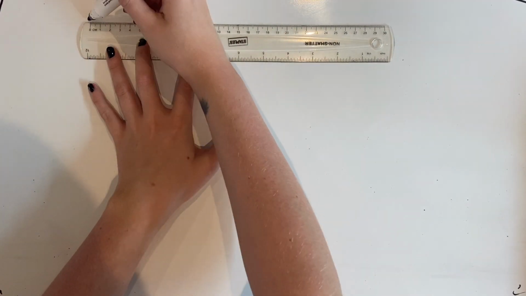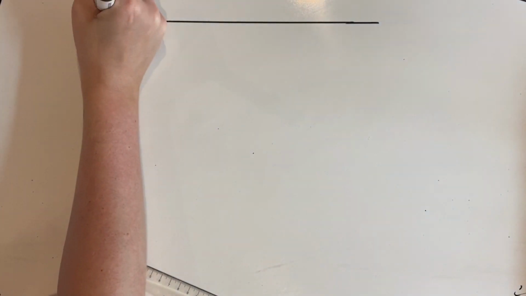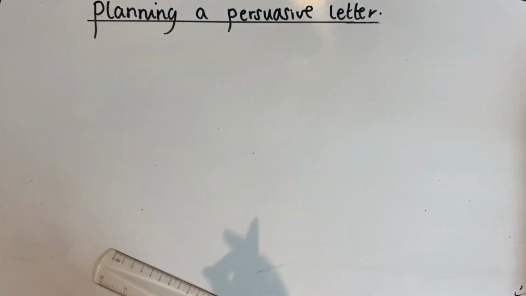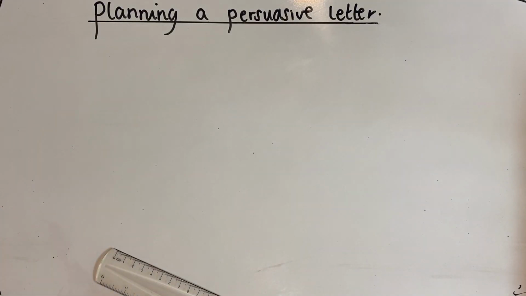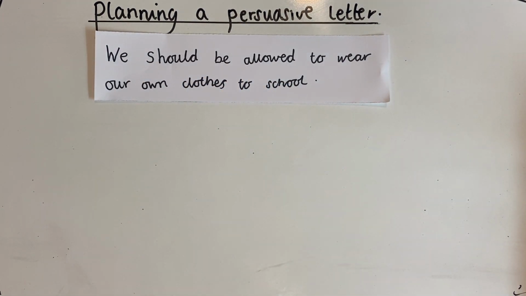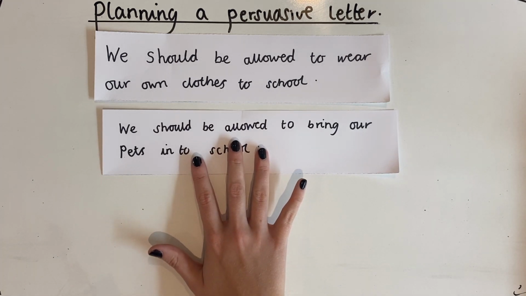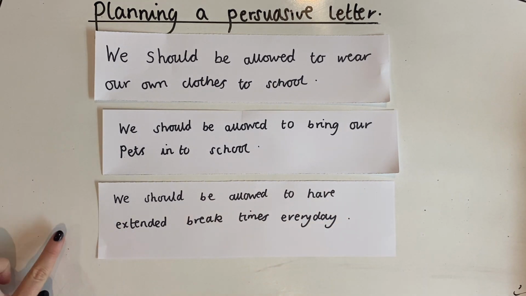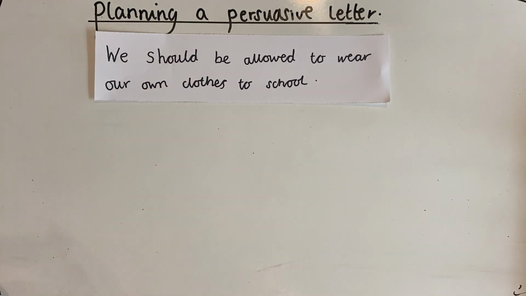So in today's video, we are going to be planning our persuasive letter. First, I'm going to show you the topics you could write about. These are the topics you can choose to write your persuasive letter about. We should be allowed to wear our own clothes to school. We should be allowed to bring our pets into school. Or we should be allowed to have extended break times every day. I'm going to be using this topic today as an example to show you.